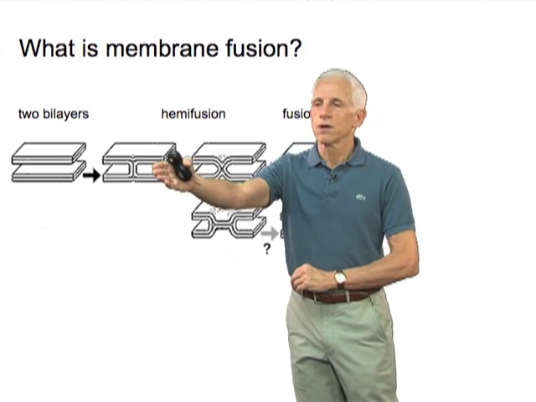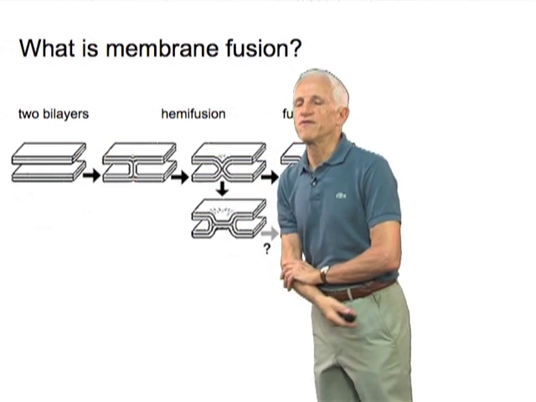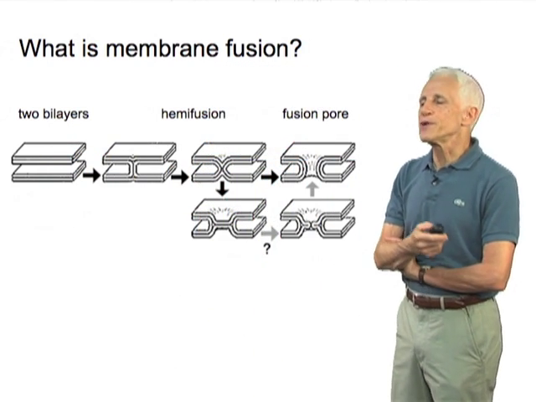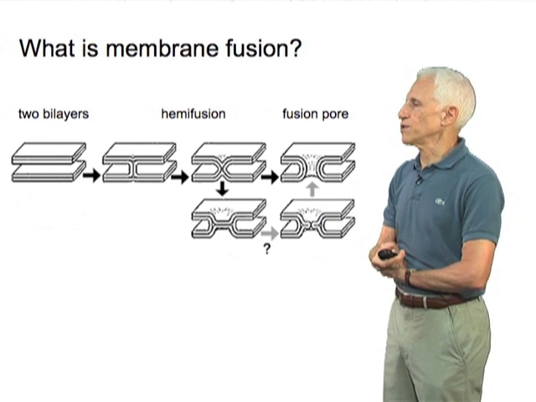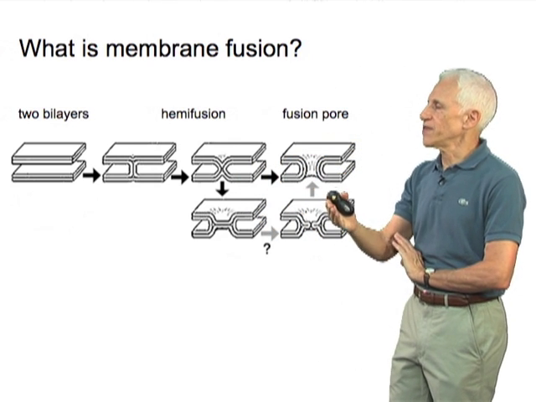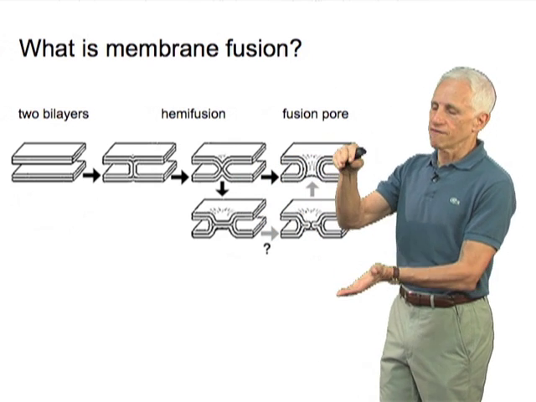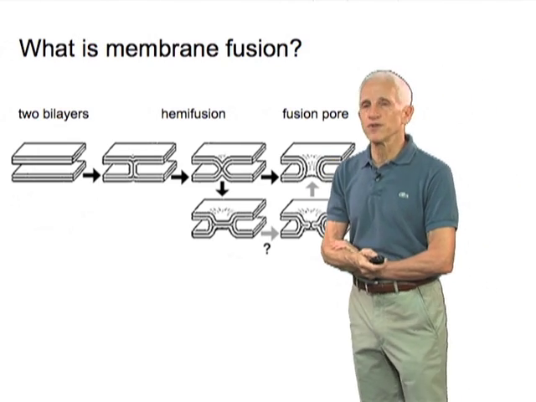Indeed, the barrier between two bilayers and the hemifusion structure is one of the major kinetic barriers in this process of fusion, and there is probably a kinetic barrier between hemifusion and the ultimate merging of the distal leaflets that lead to the formation of a fusion pore.